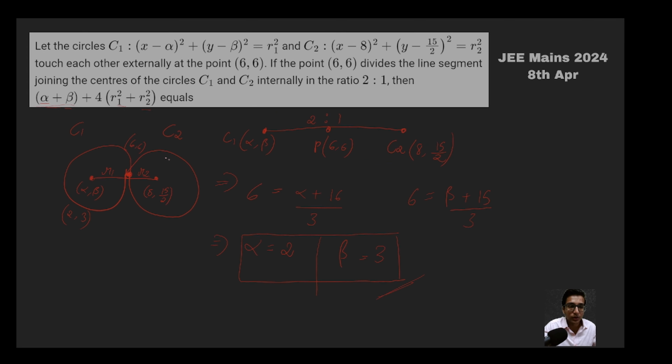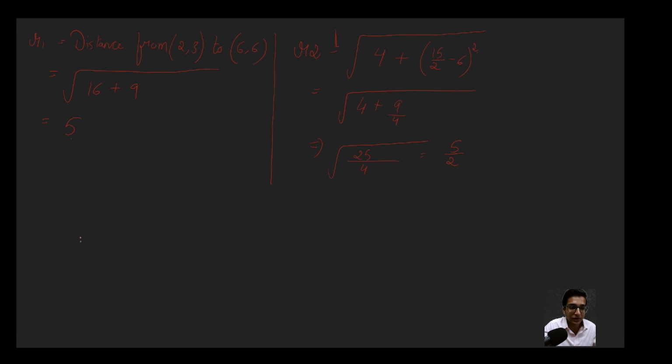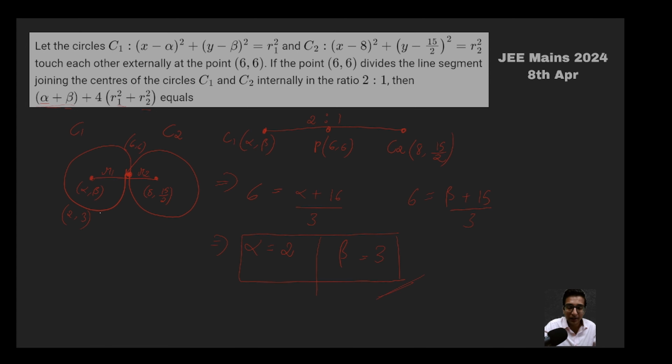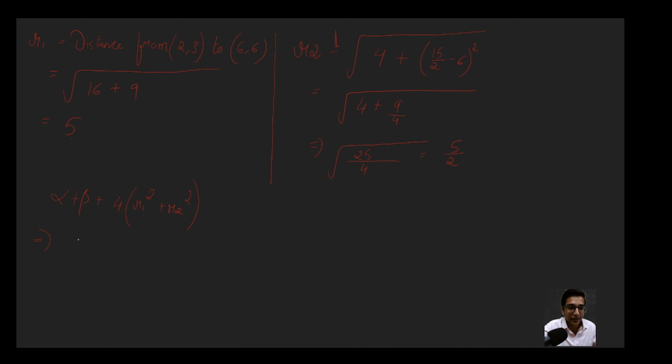Now what was asked to us in the question? We had to find out alpha plus beta plus 4 times (R1 square plus R2 square). Now simply we can just put the values of alpha and beta, R1 and R2 and find out our answer. Alpha and beta is 2 and 3, which makes it 5, plus 4 times, R1 square makes it 25, R2 square makes it 25 by 4, and from here what do we get our answer to be?